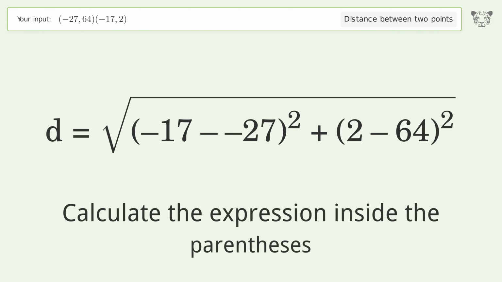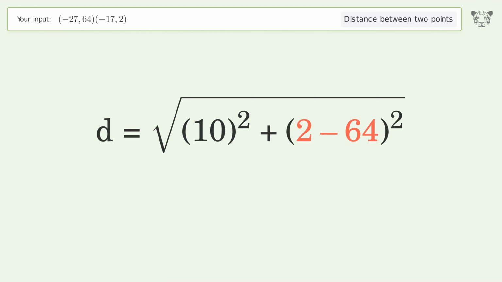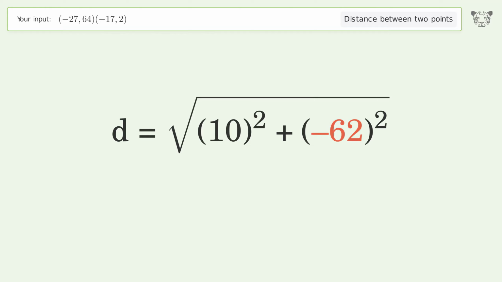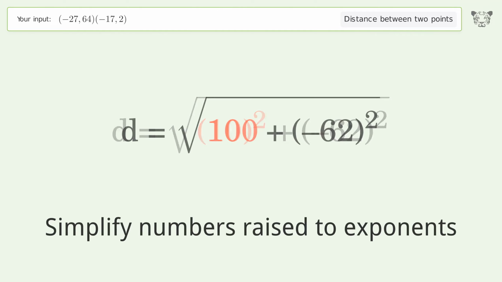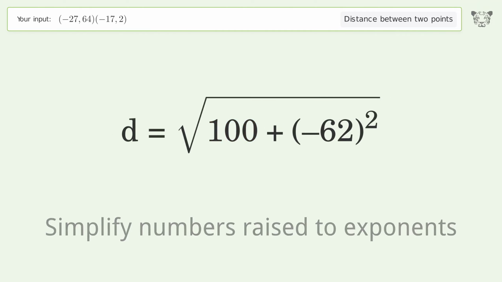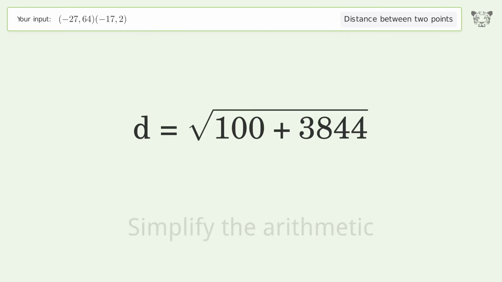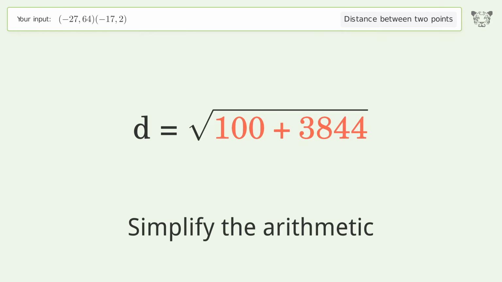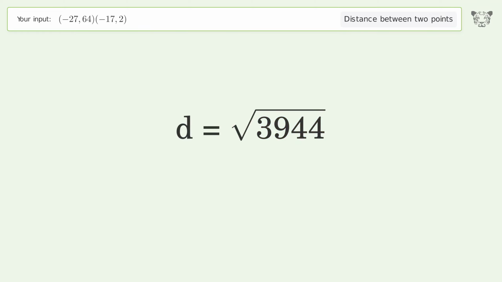Calculate the expression inside the parentheses. Simplify numbers raised to exponents. Simplify the arithmetic. And so the distance between the 2 points is the square root of 3,944, or 62.801.